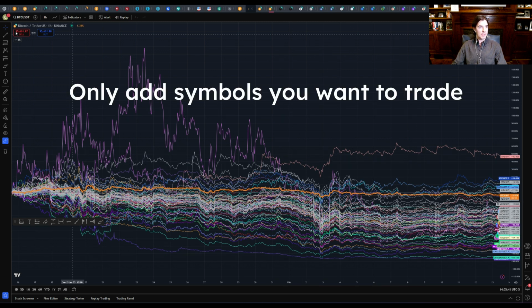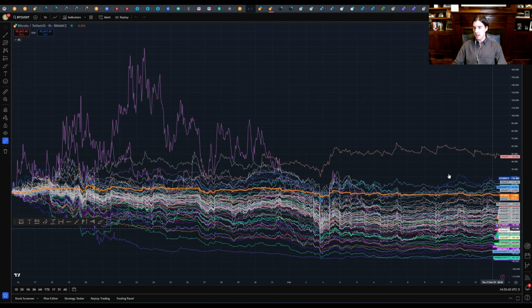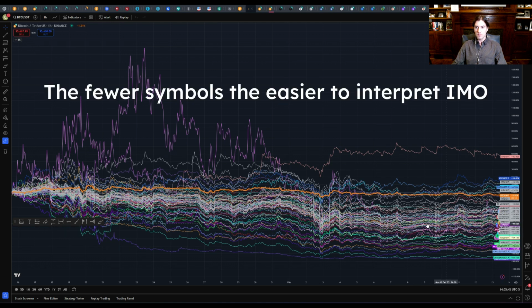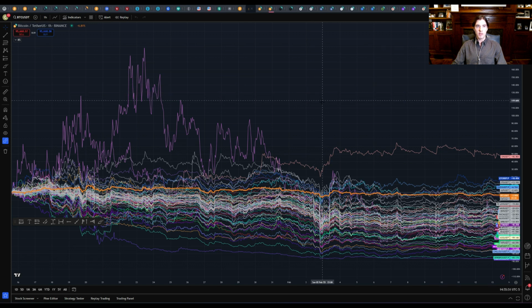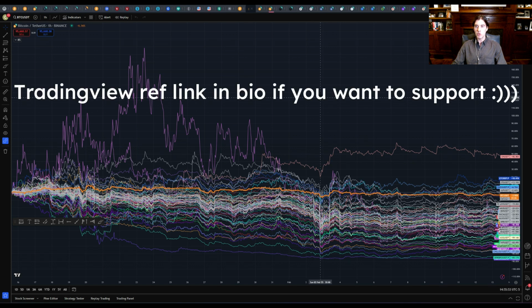But this has, I think, 85 right here on my scale. So that's a lot. I don't know if you can do that in the free version of TradingView, but if you upgrade to one of the paid versions, you can add, I think, many, many more.